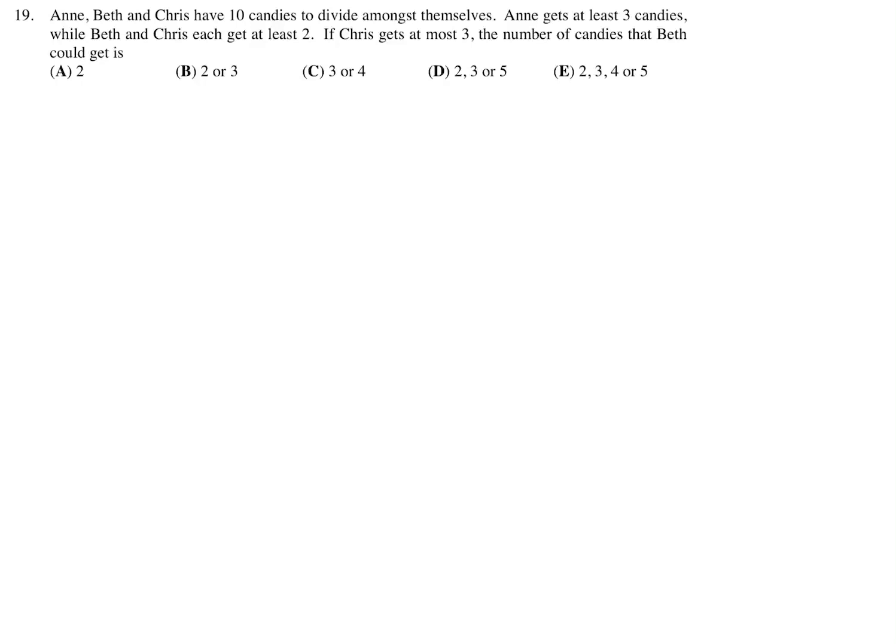Anne, Beth and Chris have 10 candies to divide amongst themselves. Anne gets at least 3 candies, while Beth and Chris each get at least 2. If Chris gets at most 3, the number of candies that Beth could get is. So we have Anne, we have Beth, and we have Chris.